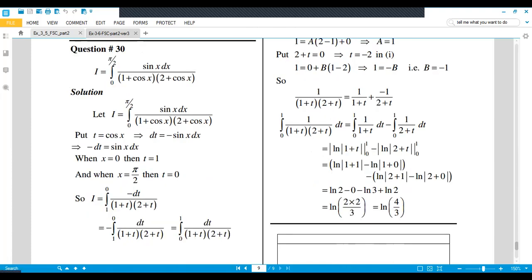So this is the last part of the last question of exercise 3.6. I hope you will understand it. It is a very important exercise. Mostly questions come in the paper from this exercise, so this is very important and very easy. I hope you will understand it.